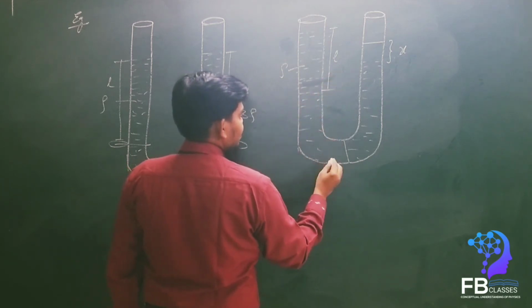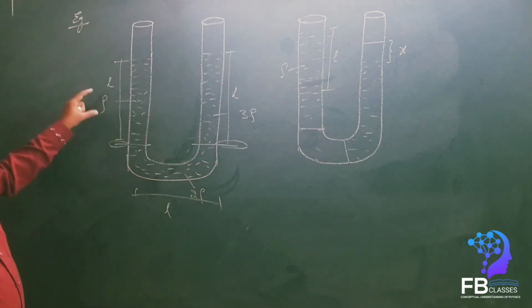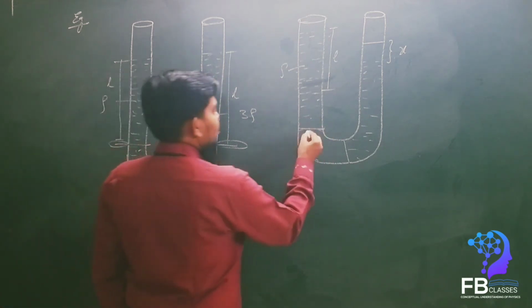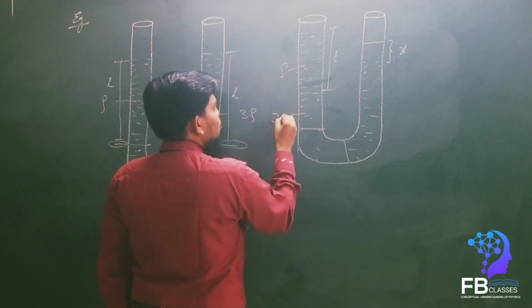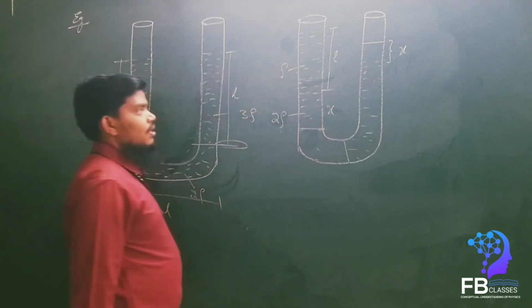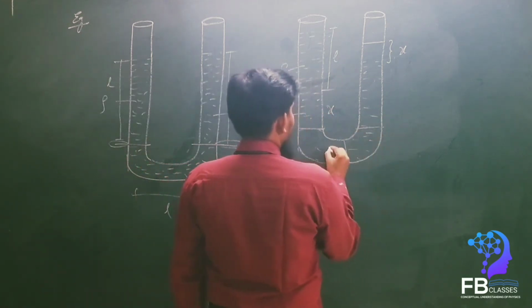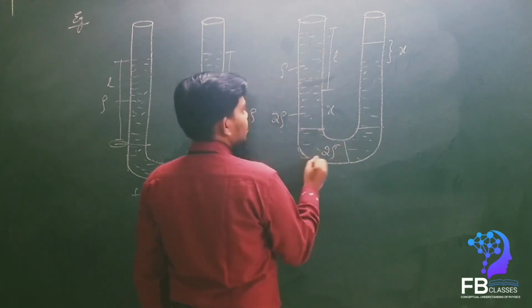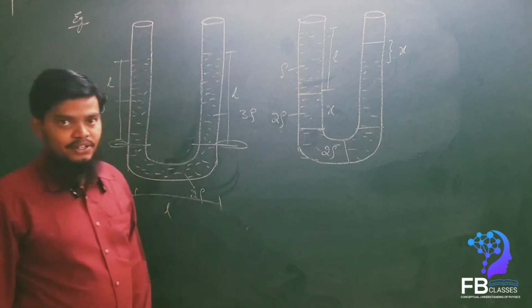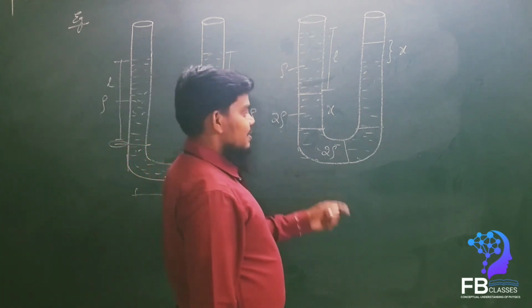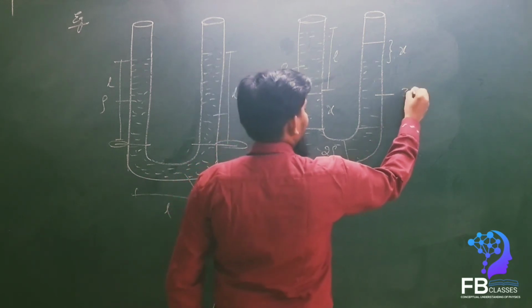This total liquid is rho L, and this will become 2 rho. So the 2 rho height rises as x, and now this total is only 2 rho. This is also a 2 rho. Okay, up to here this rises. This total length is L minus x. Okay, so this is L minus x. Now this is how much? It is 3 rho.